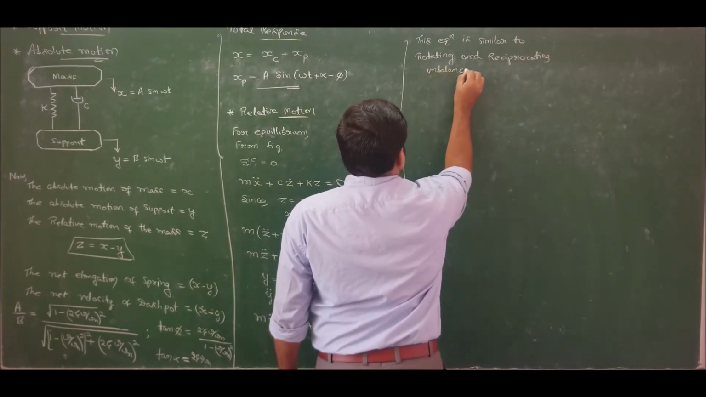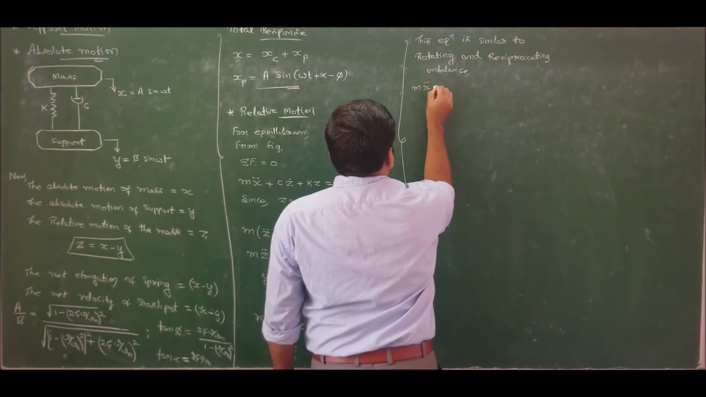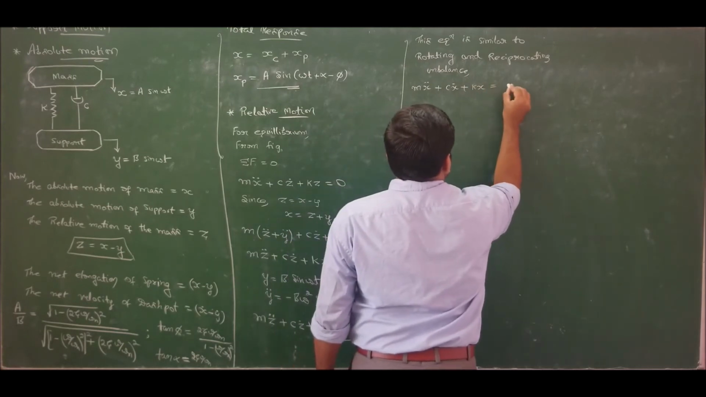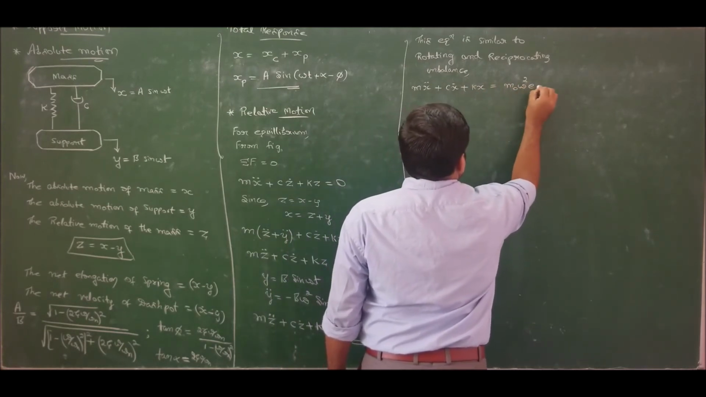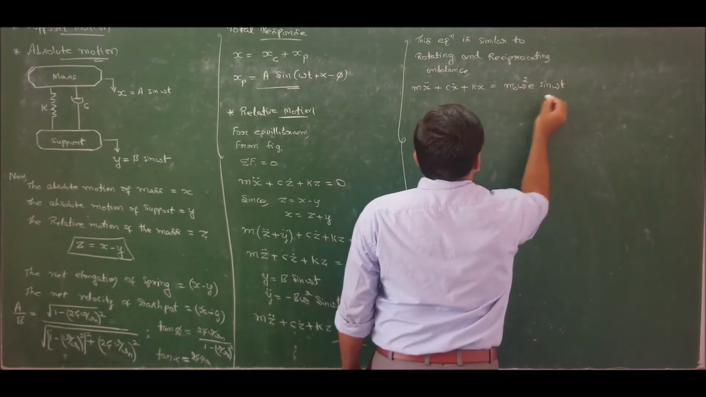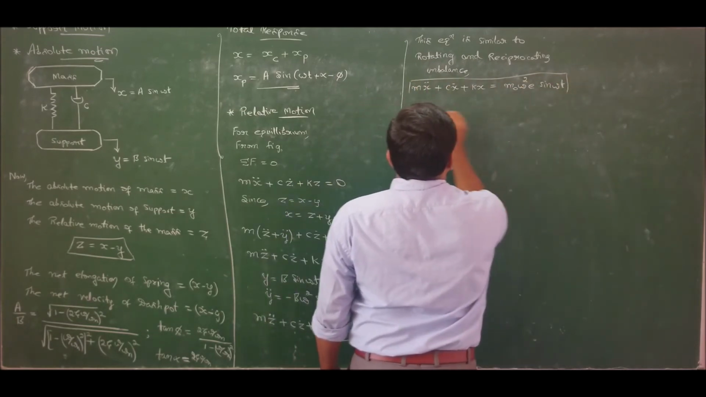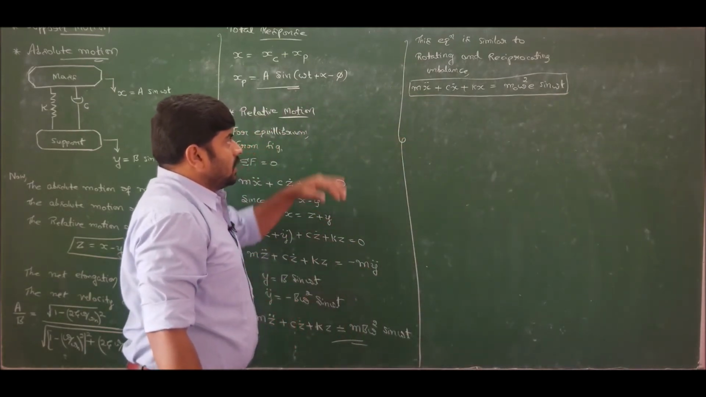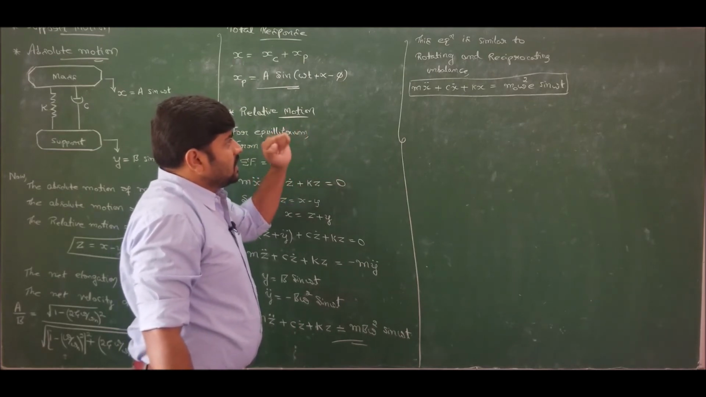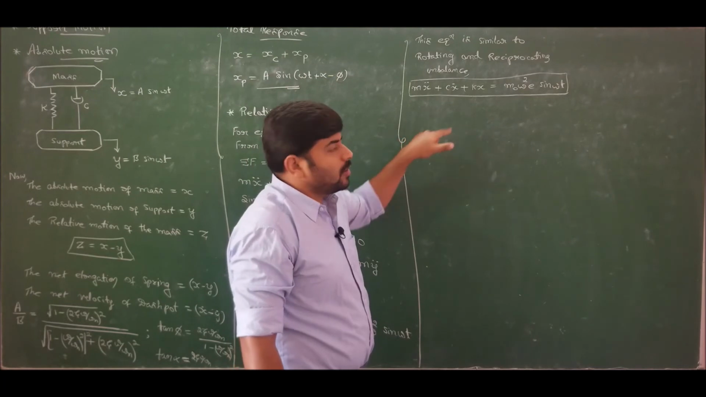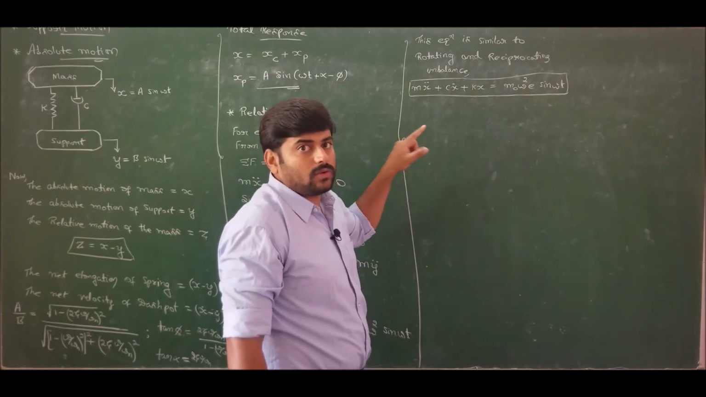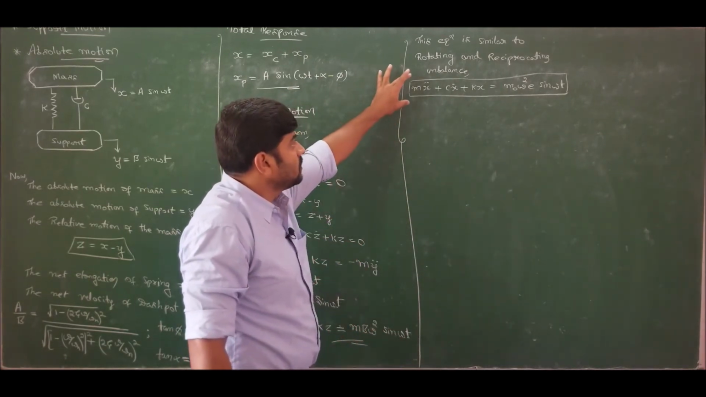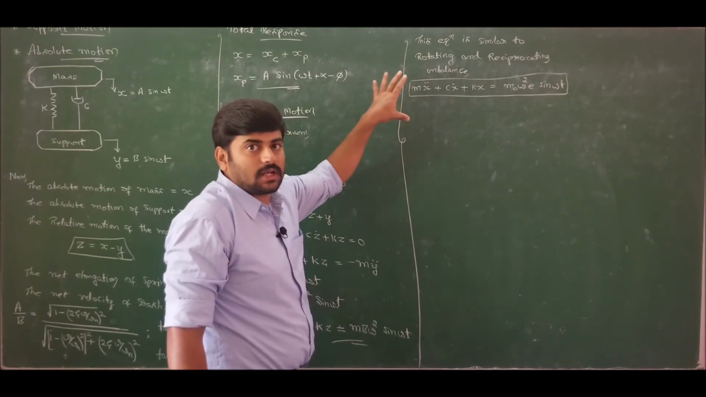What is that? Rotating and reciprocating unbalance. That is m x double dot plus c x dot plus k x is equal to m naught omega square e sin omega t. For this, we already know the amplitude ratio. That is A by m naught e by m is equal to (omega by omega n) whole square divided by square root of (1 minus (omega by omega n) whole square) whole square plus (2 zeta omega by omega n) whole square. That is the solution for this equation, which I had clearly discussed in our previous lecture.